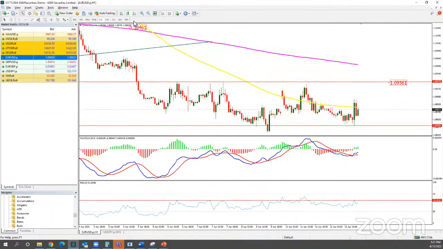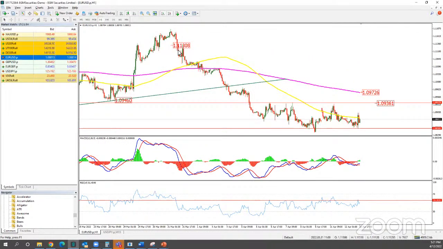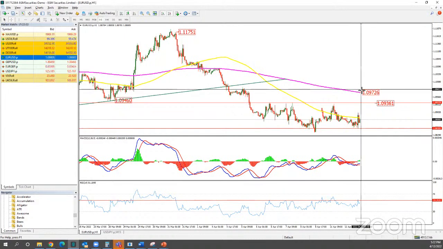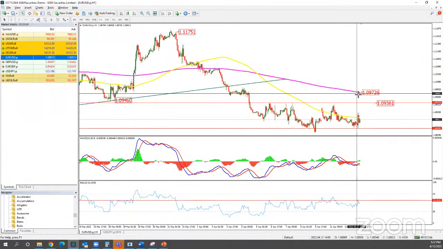Now let's go to the top side. From the top side, we have this level, the moving average. Which moving average? The 200, at 1.0972. We need prices to go above this level to confirm the end of this downtrend that happened. As long as prices are not going above this level, I'm more bearish than bullish. So keep this level always in your mark.